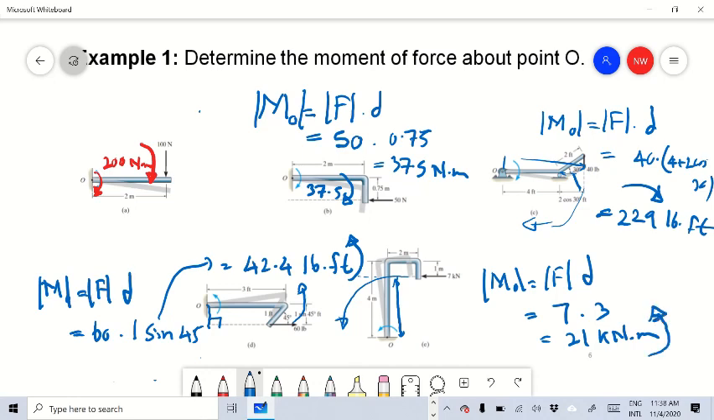So this is how we calculate the moment and find the magnitude of the moment and the sense of rotation, right? We use the curved arrow to show the sense of rotation. So whenever you are asked to find the moment of a force about any point, you should provide the magnitude and the direction of rotation, right?